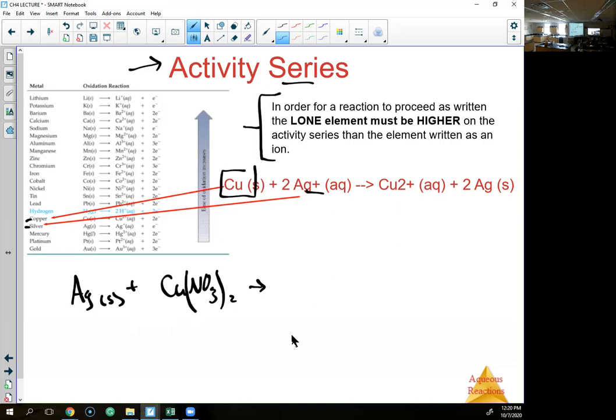Ease of oxidation reactions. So what we're saying is, remember, oxidation means you lose. So lithium would win the prize of the biggest loser. Every single element out there can steal electrons from lithium. But what we're saying is silver can steal an electron from copper, but copper cannot steal an electron from silver.